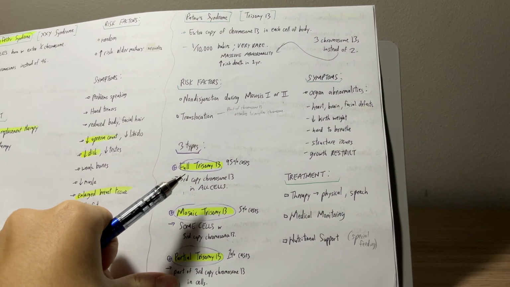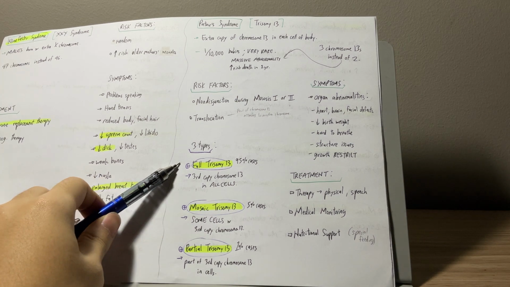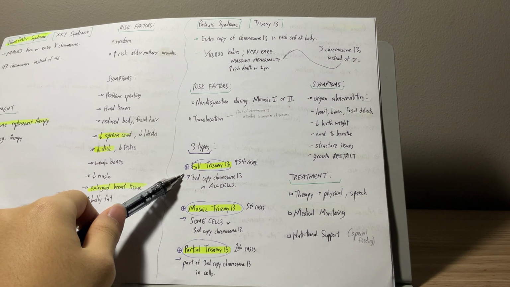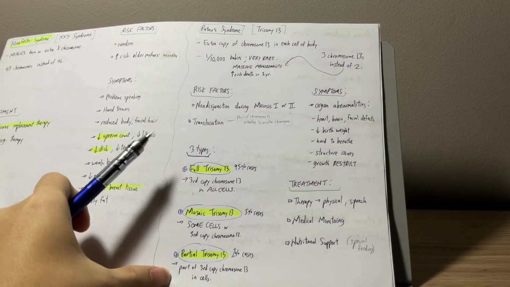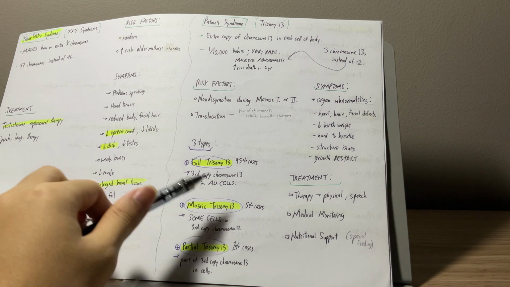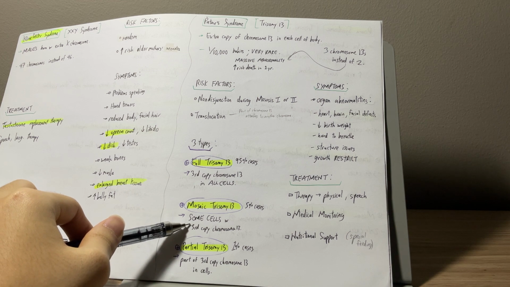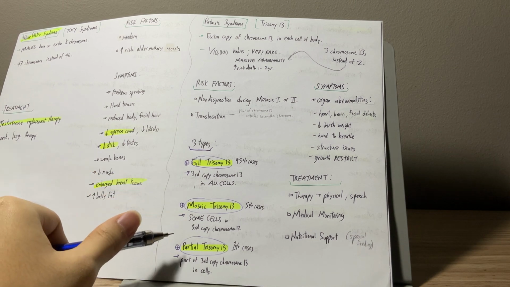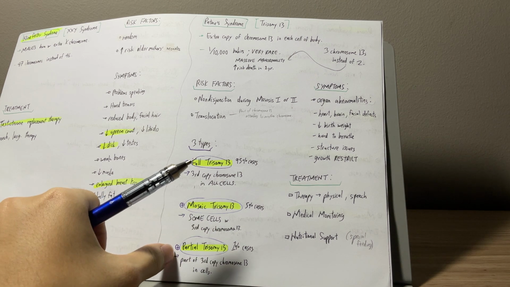types first. So we have full trisomy 13. This encompasses 95% of all cases. There is a third copy of chromosome 13 in all cells. On the contrary, in mosaic trisomy 13, which encompasses only 5% of cases, only some cells have a third copy of chromosome 13, not all. So that's the difference between the first and the second type. The third type, partial trisomy 13, encompasses only 1% of cases, so this is the rarest.